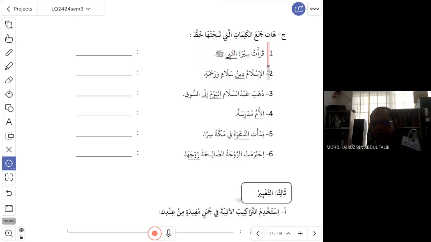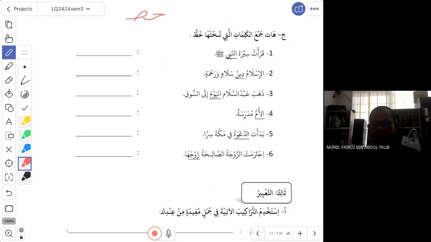Give the jama' of the words that are underlined. Tahta, below. Khat is a line. Now, the word khat has two meanings. First is line. The second meaning of khat is writing. What kind of calligraphy, what kind of style are you using? You say khat. So that is another meaning of the word khat. But khat here is line.